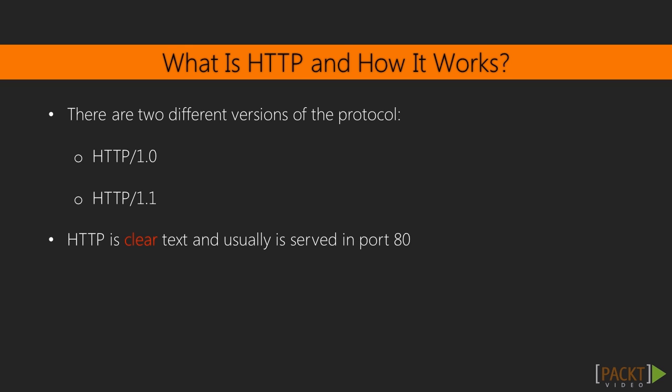HTTP protocol is available in two different versions. HTTP 1.0, which uses a new connection for each request-response transaction, and HTTP 1.1, where the connection can be used by one or more request-response transactions. HTTP is not a secure protocol, meaning that all communications are clear text, being susceptible to interception and tampering. Generally, HTTP is served on port 80.